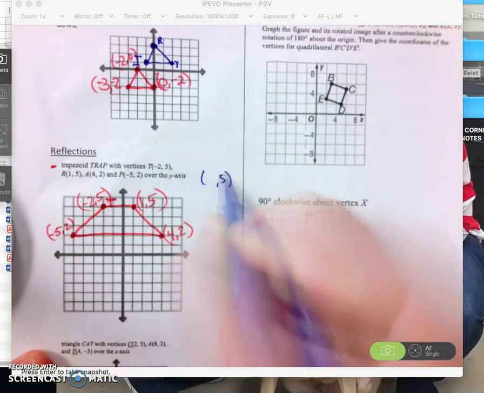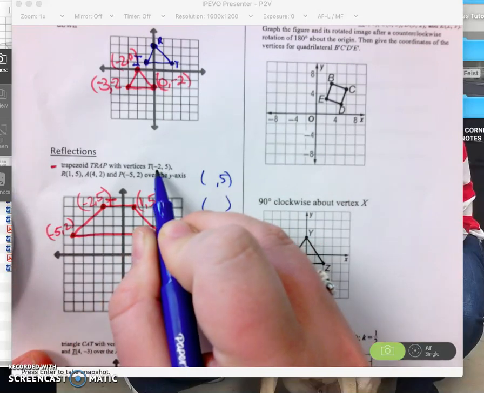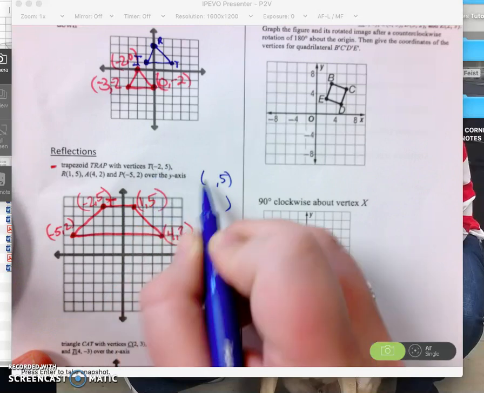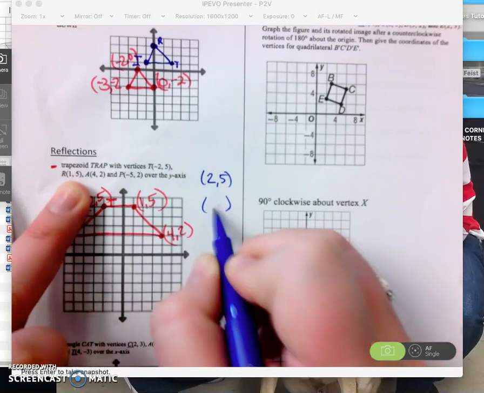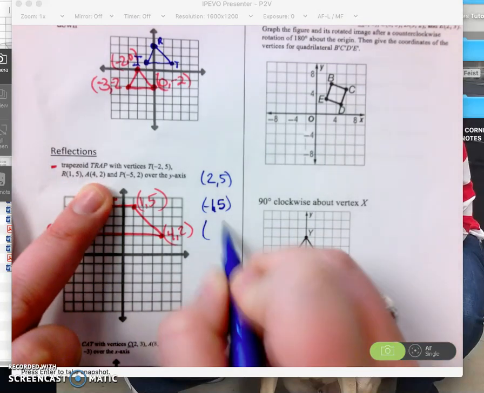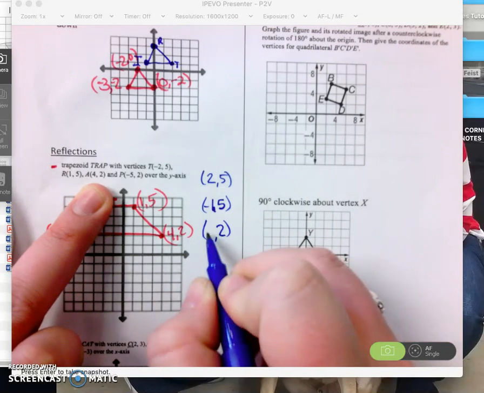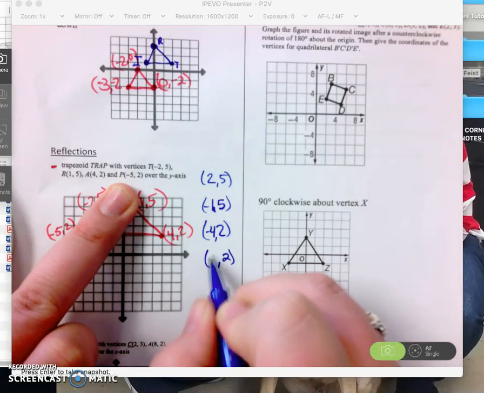So this is this 5. And then we're doing the opposite of the -2, so it's a 2. Then 1, 5 again, but instead of 1, it's a -1. 4, 2, the 2 stays the same, -4. And 2 stays the same, but it's +5.